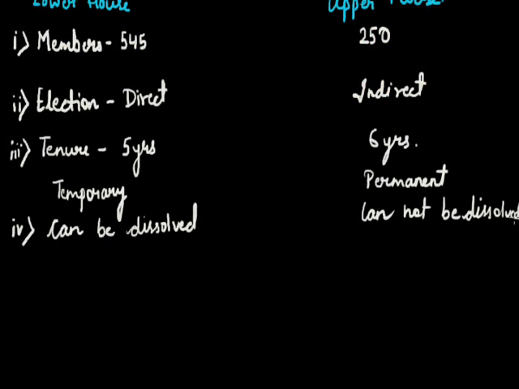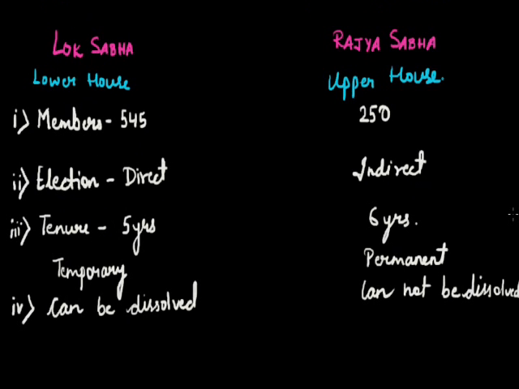Now to go into details of these two houses, initially we mentioned that Lok Sabha is called the lower house and Rajya Sabha is called the upper house. Why is it that Lok Sabha is called the lower and Rajya Sabha the upper house? Does it mean that Lok Sabha is less in significance and Rajya Sabha is higher in significance in comparison to Lok Sabha? No.